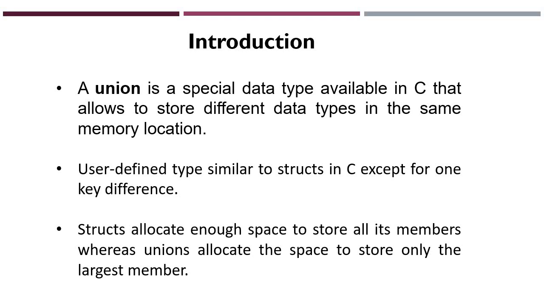Introduction. A union is a special data type available in C that allows you to store different data types in the same memory location. It is a user-defined type similar to struct, but there is a difference between a struct and a union. A struct allocates enough memory space to store all the members, whereas a union allocates space to store only the largest member. The remaining members inside the union share the same memory space among them.